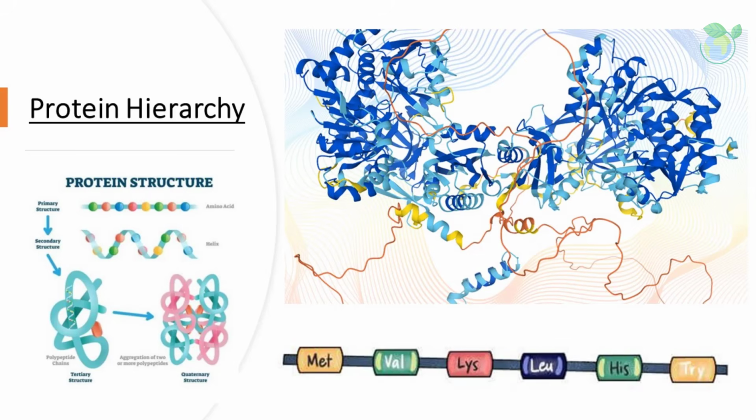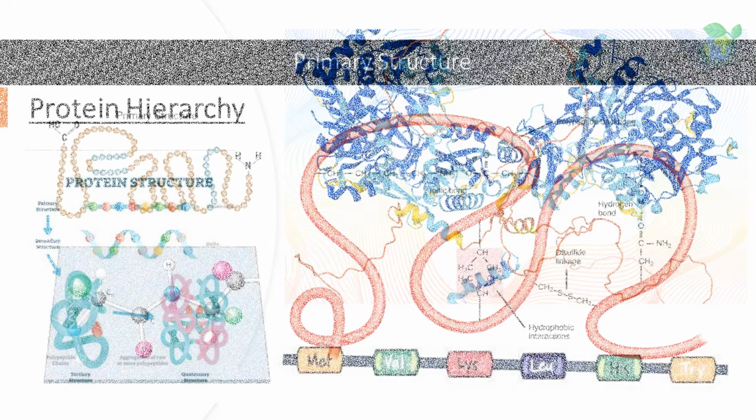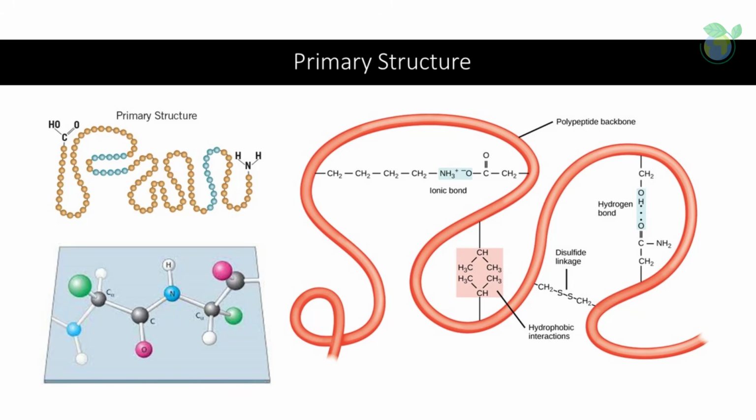Protein structures can be organized into 4 levels of hierarchy with increasing complexity. These levels are primary structure, secondary structure, tertiary structure, and quaternary structure. A linear amino acid sequence of a protein is the primary structure. This is the simplest level, with amino acid residues linked together through peptide bonds.